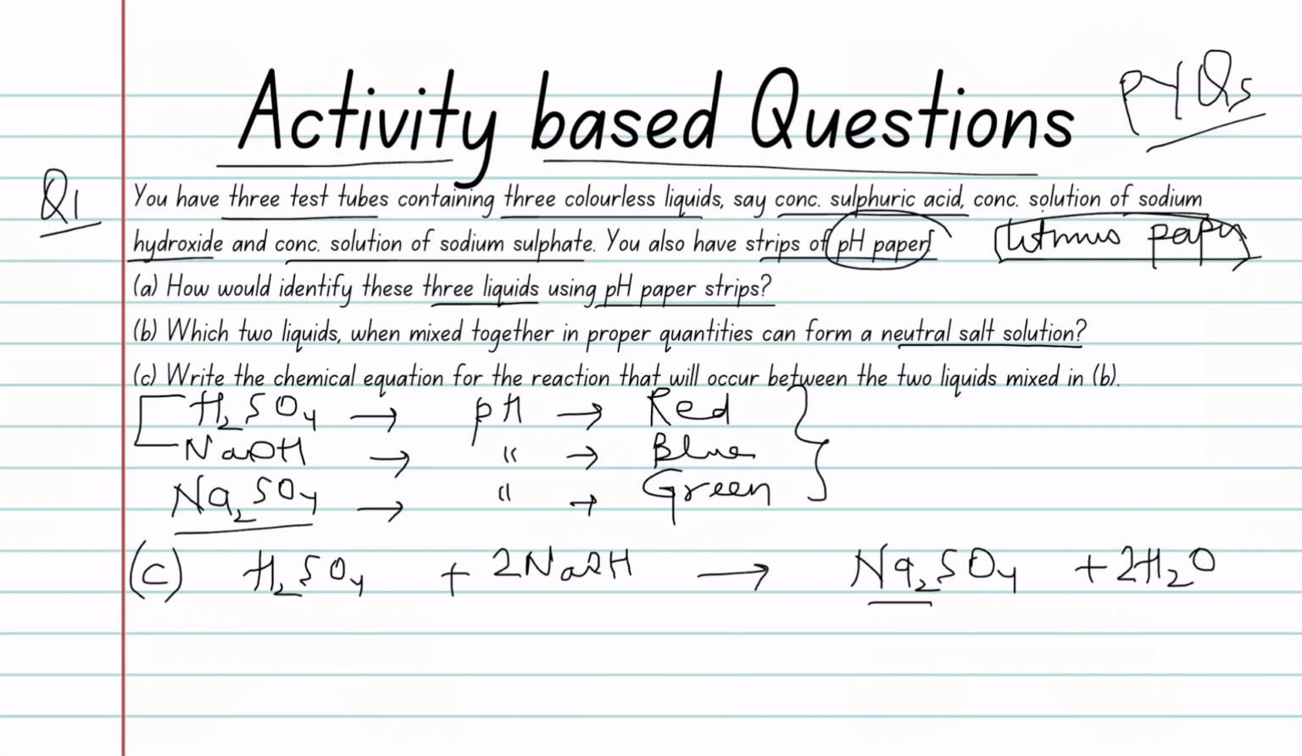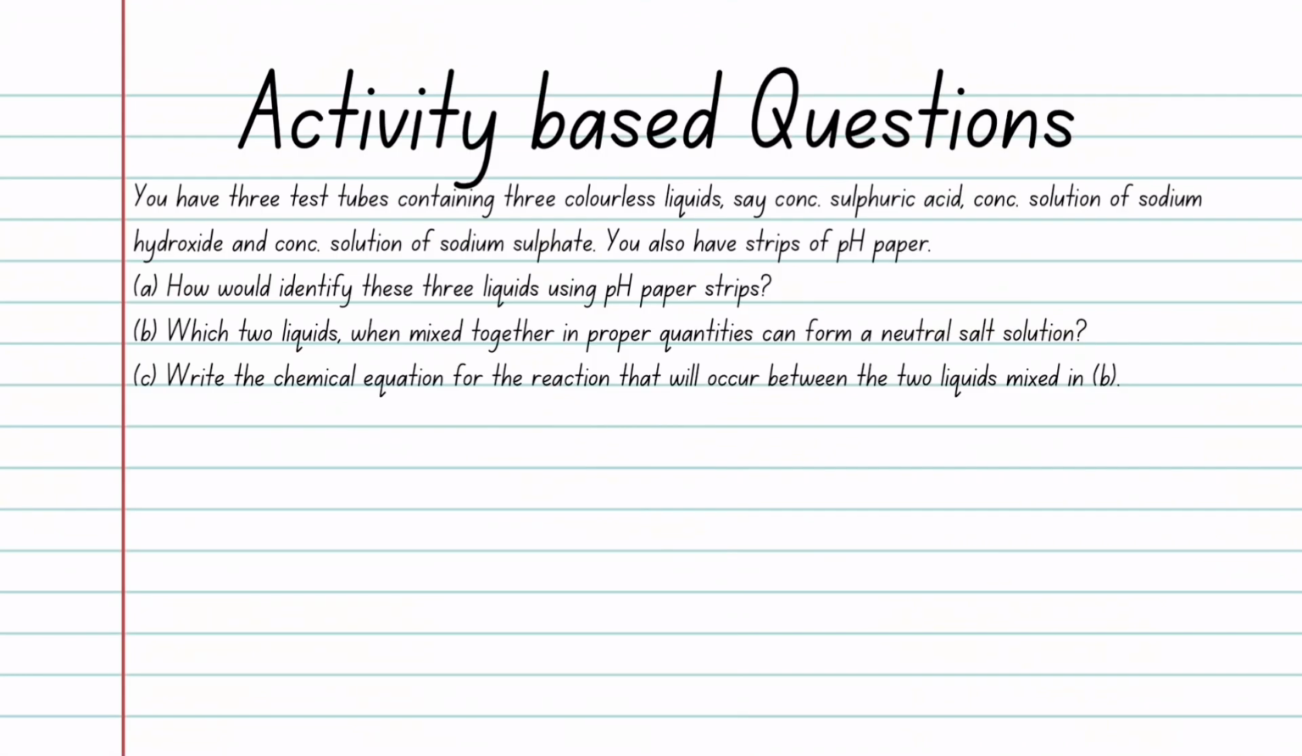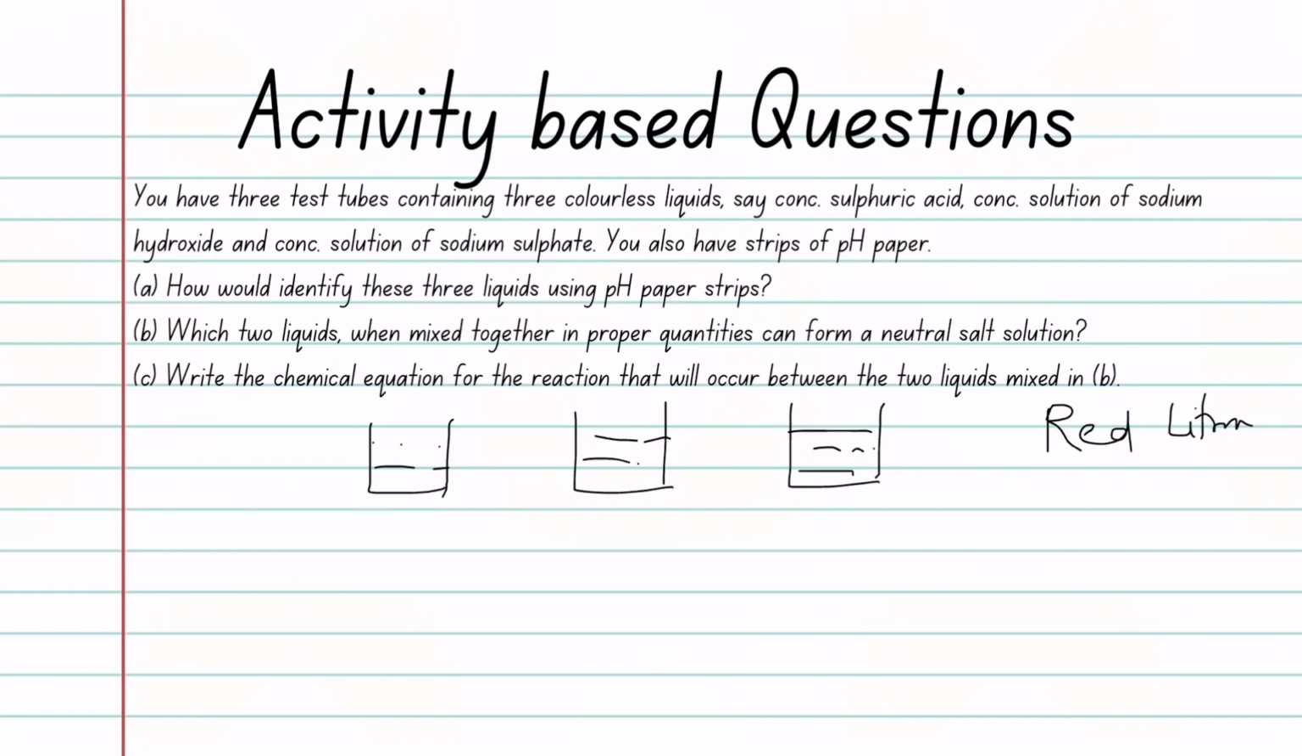So let's say we have the same question, but this time we have litmus paper, and let's say we have only red litmus paper. Then how would you identify the 3 colorless liquids? Okay, so let's see. So now you have 3 colorless liquids. One may have an acid, the other one has base, and the third one could be salt solution. We don't know which one is which. They are all colorless, right? And we have only red litmus paper.